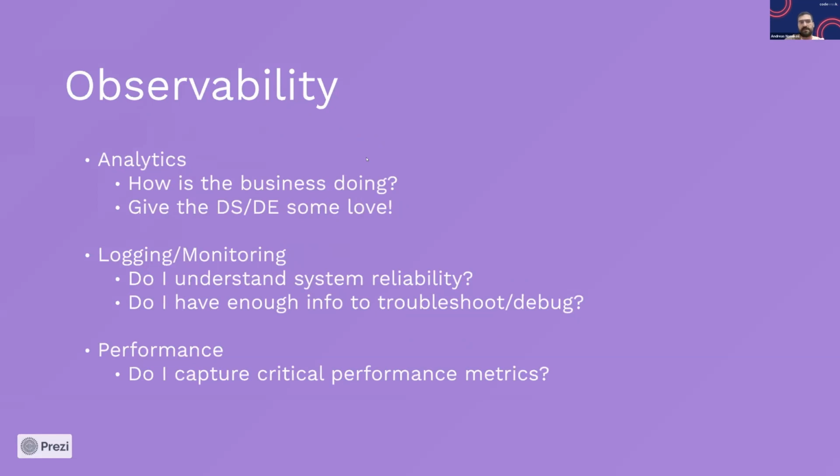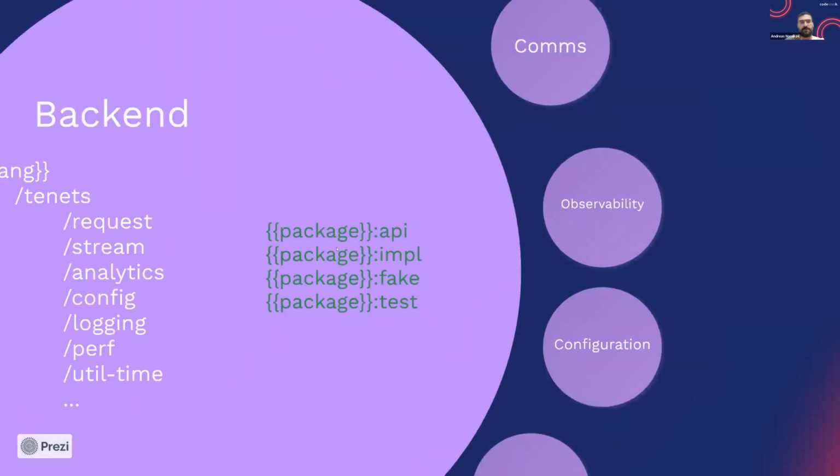Other pretty common tenants are around observability, so gathering analytics and allowing the business to understand how the business metrics are doing, logging and monitoring our services for reliability and our system for reliability. Do I have enough information to troubleshoot and debug? Adding capabilities to your logging library to troubleshoot issues is super important, especially in the beginning. And then as you grow more and performance becomes more and more important and you're trying to scale your system, capturing performance metrics is also pretty important.